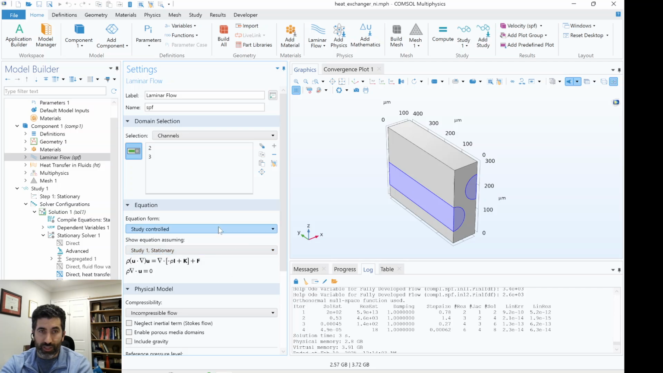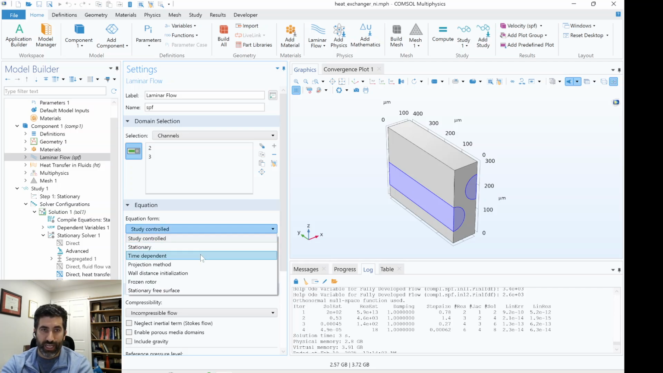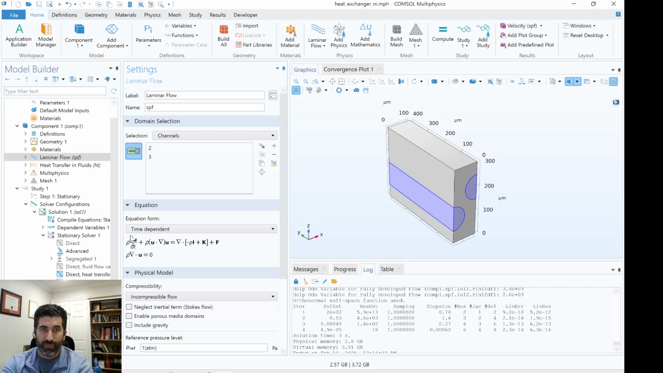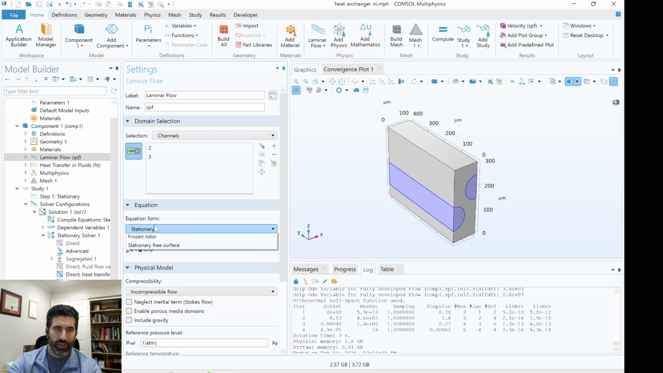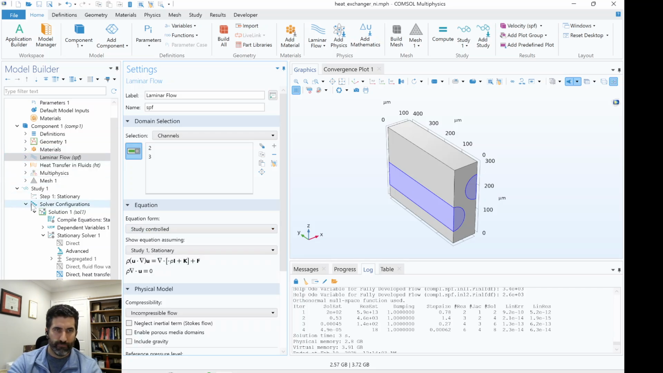Watch what happens to this equation though if I expand it and hit time dependent. Now it's introducing the time dependent terms. Okay, this is how you would select between certain physics that's going to be happening in a time-dependent scenario versus the quasi-static. And it's called quasi-static again because it can change with time. It's just so fast that you may as well ignore that part. Okay, so let's go back to study controlled here.